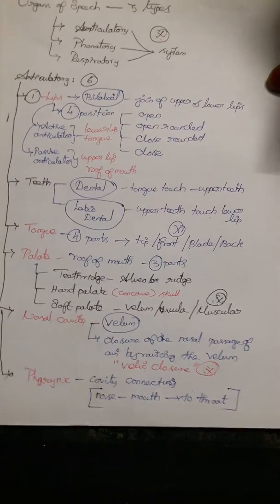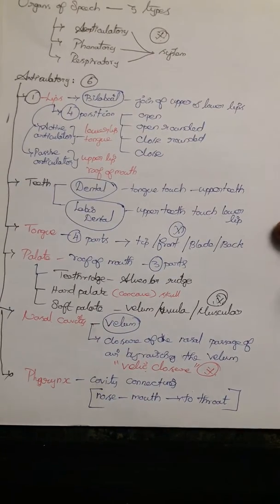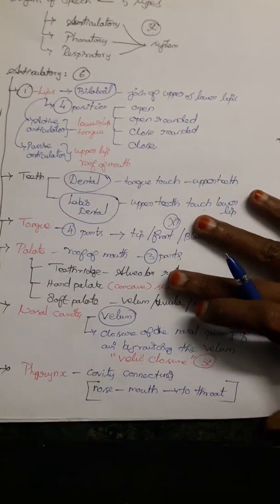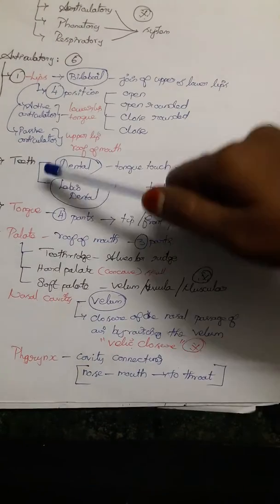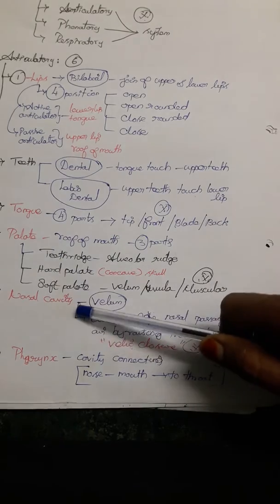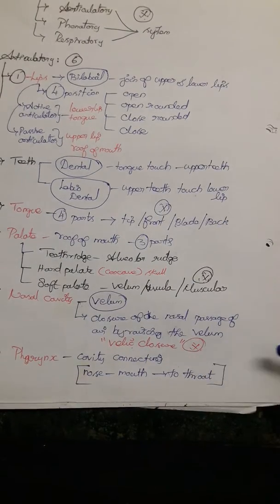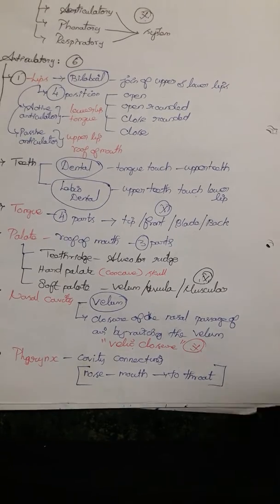And the speech organs have three parts. They are the articulatory, phonatory, and respiratory systems. In the articulatory system, we have all the parts like lips, teeth, tongue, palate, nasal cavity, and pharynx, and all the activities I have mentioned here. Please do make note of this very clearly.